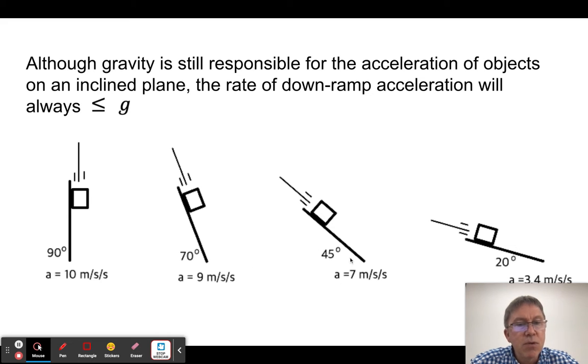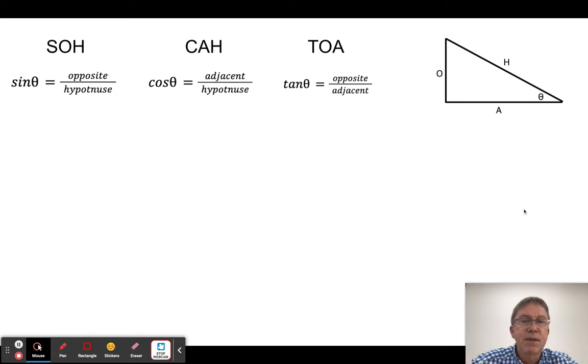If I drop it a little bit more to a 45-degree angle, that does not mean it's going to go half as fast, but it's going to end up traveling at 7 meters per second squared. And if I drop it down to 20 degrees, it would travel at 3.4 meters per second squared. I just randomly chose these numbers. Now, clearly, there's some trigonometry that might come into play here.